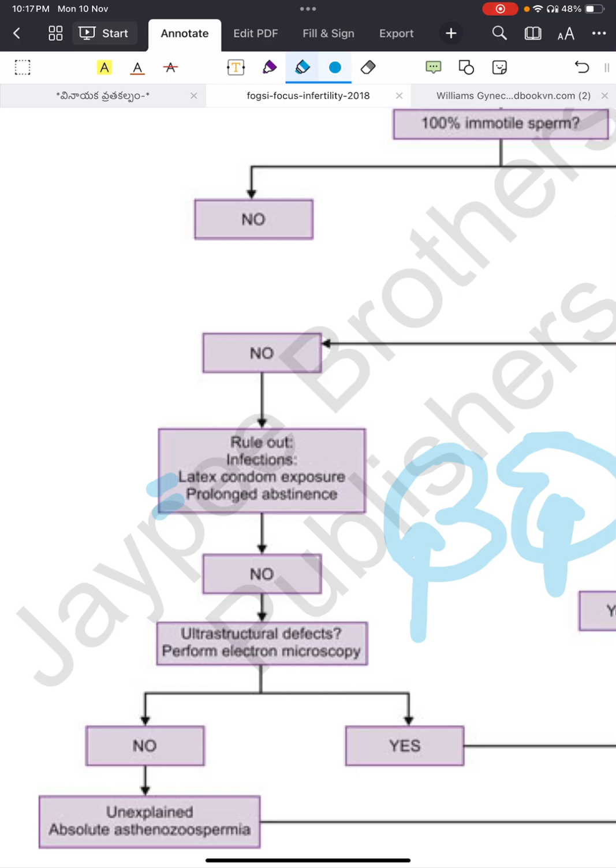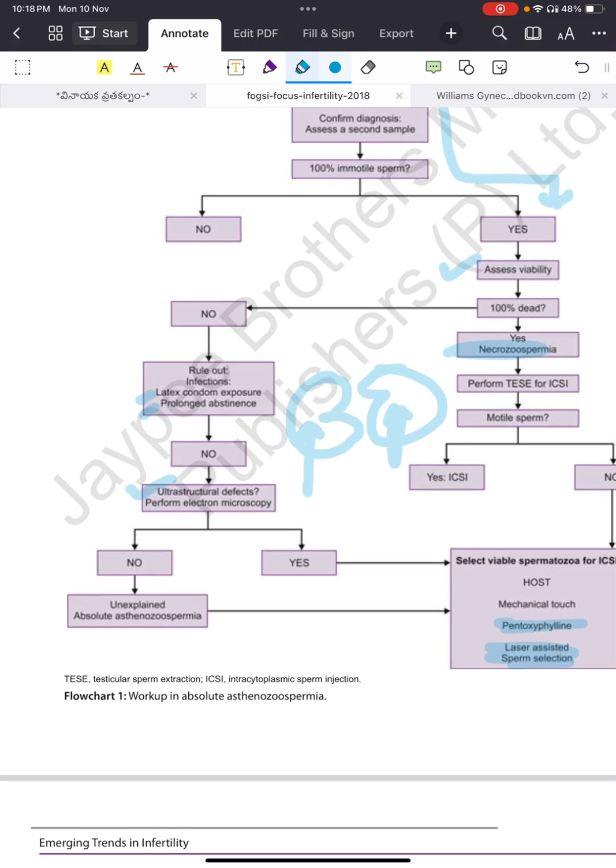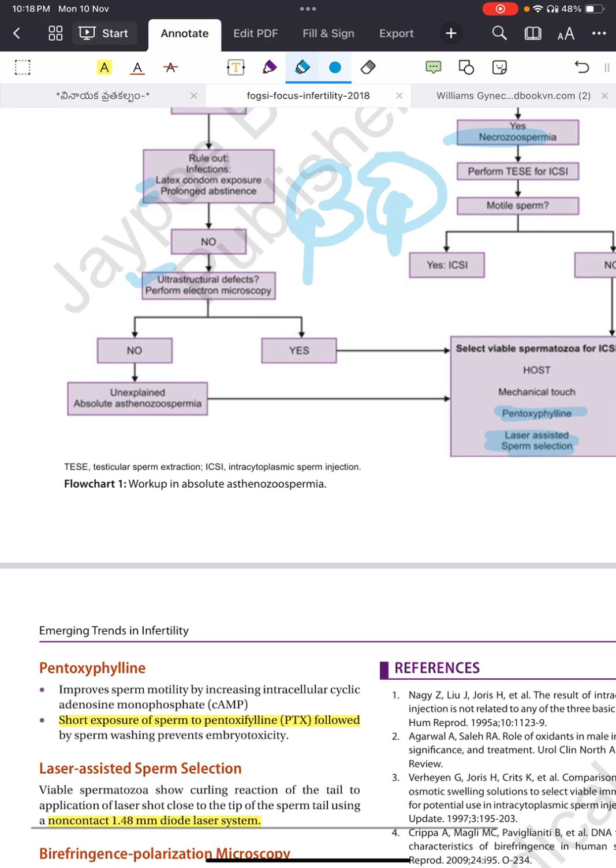Then if there is no such history, no history of infection, you can go for ultrastructural defects. Nowadays they are doing this ultrastructural defect test, not the DNA fragmentation test, right? You will see the structure of the sperm. If there are structural abnormalities, again you will go for selection of viable sperm followed by ICSI. If there are no ultrastructural abnormalities, then it is unexplained absolute asthenozoospermia. That means there is no ultrastructural defect, there is no infection, there is no exposure to latex or prolonged abstinence. So that is unexplained asthenozoospermia.